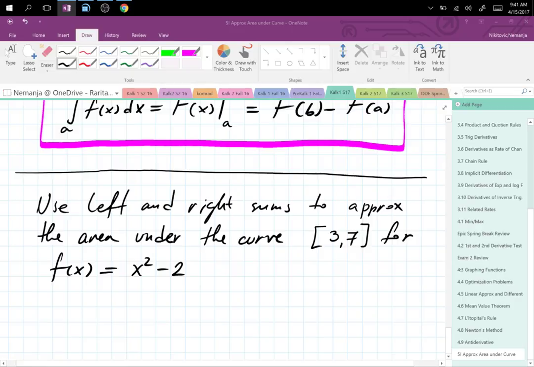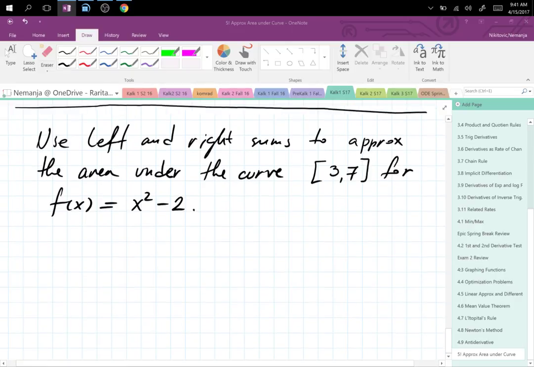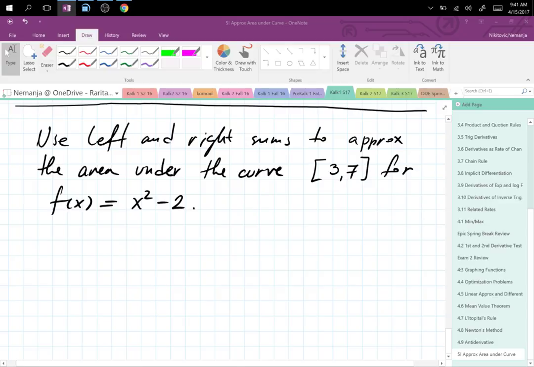So draw the graph. Just draw the wide parabola, right? And then how many convenient rectangles can you draw? 4, right? From 3 to 4, 4 to 5, 5 to 6, 6 to 7, so that's 4 convenient rectangles. And then compute their left and their right sums.